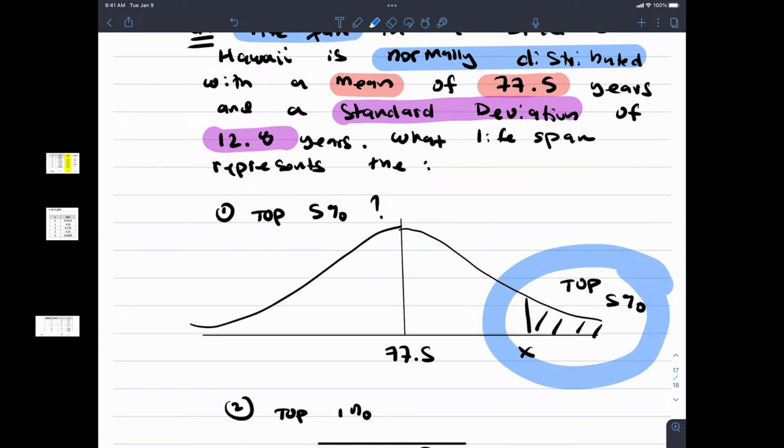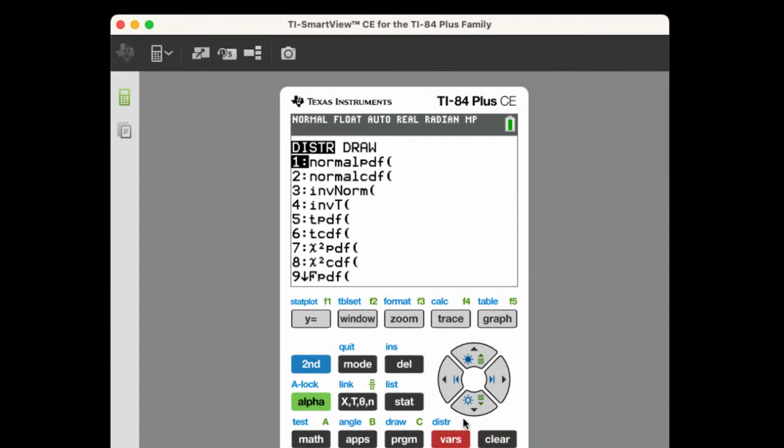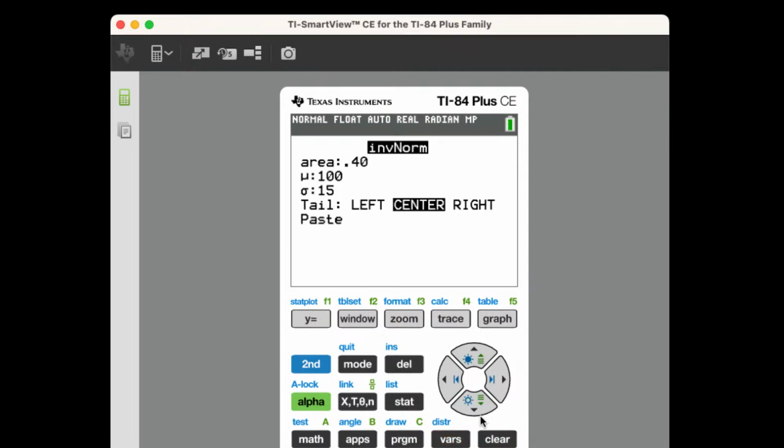Now, isn't this a right tail? So it's a right tail. So if we go now to the TI, clear. Second distribution, inverse norm. 0.05 is 5%. Is that right? And the mean is going to be 77.5. What's the standard deviation? 12.8. Okay, now is this a right tail or a left tail? Okay, then hit right. Okay, so there we go.